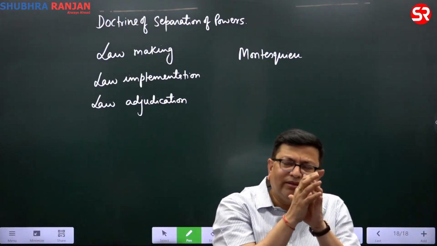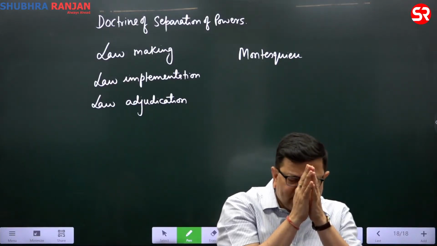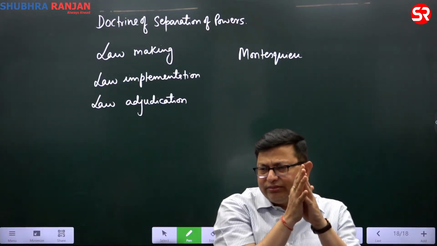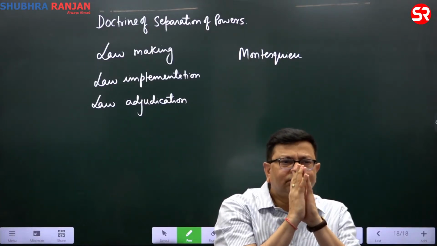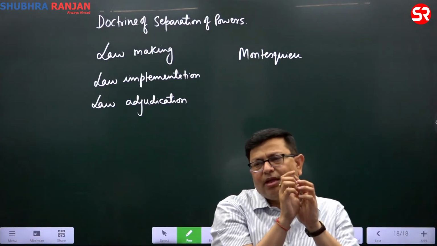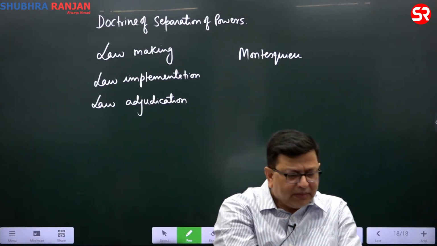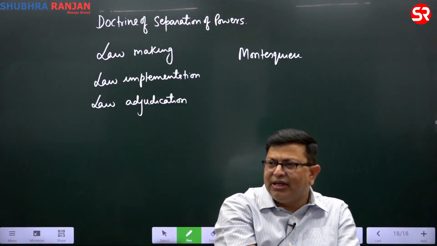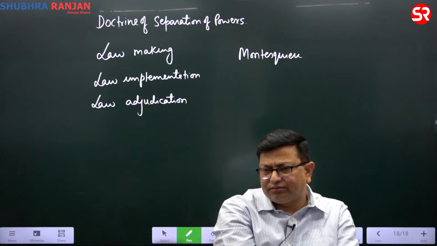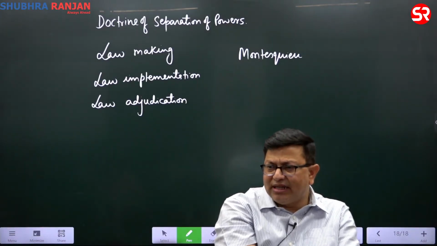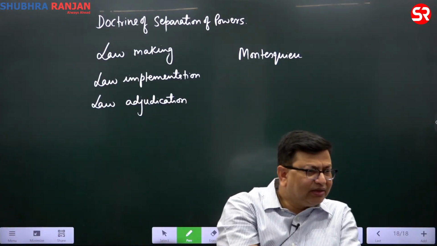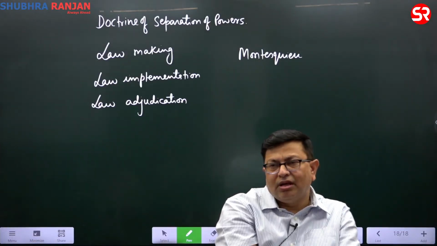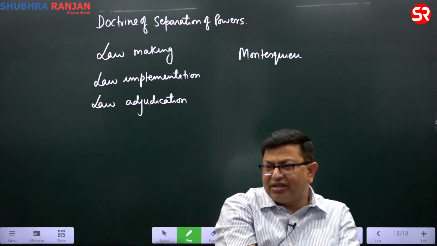the doctrine of SOP, separation of powers, is strictly enforced in a presidential system, like the US, where the three organs of the government discharge their respective functions.